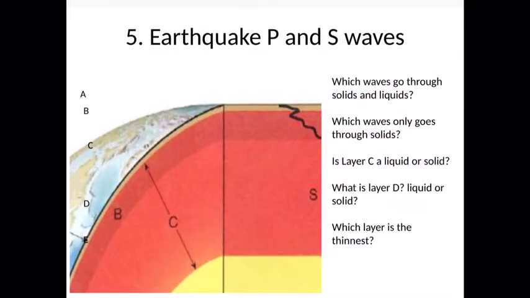The fifth part of the review, you will want to know the difference between P and S waves. Remember, P is primary, S is secondary. What is the big difference between the two? Which ones travel through rock, which ones travel through liquid? And when you're given a diagram, you will need to probably tell how to interpret that information.